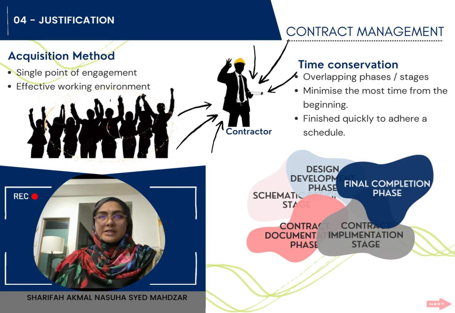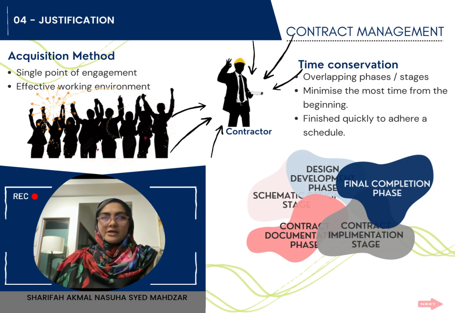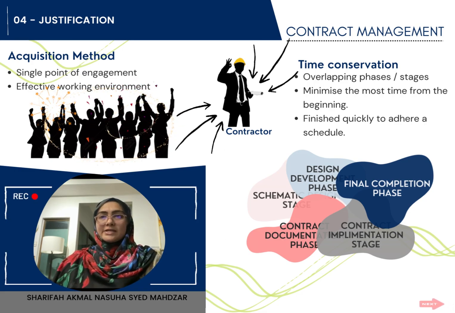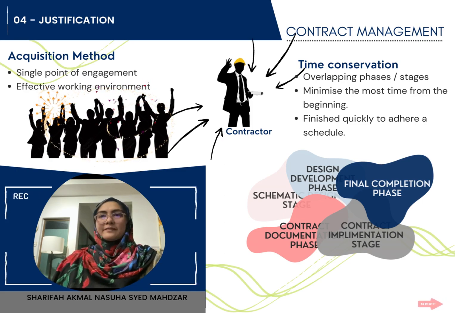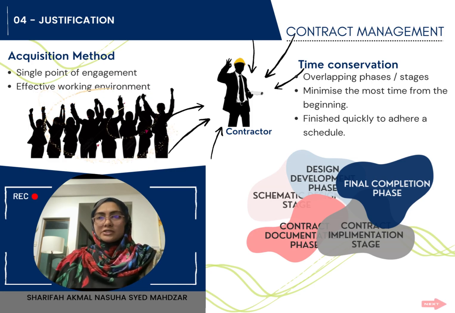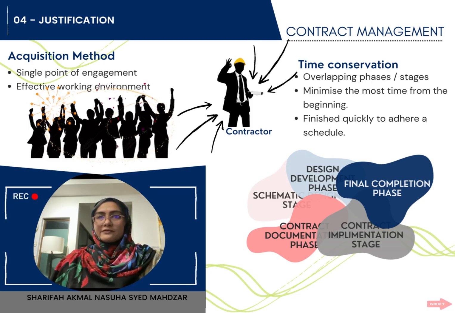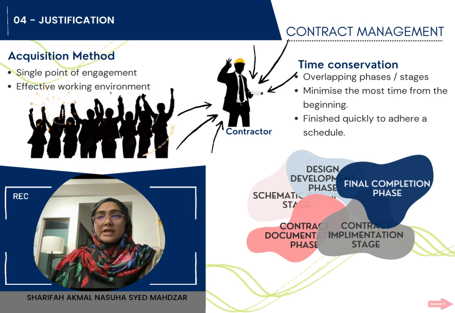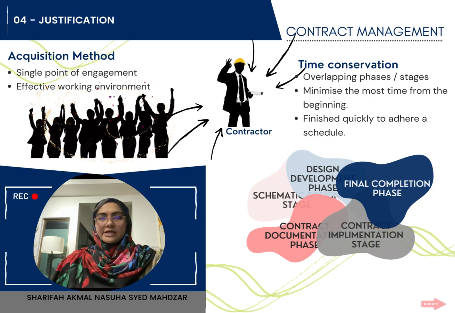The second one is time conservation. When an early start is required in some projects, design and build procurement is the best method that can be used, since design and construction sometimes can be merged. The duration from project inception to final completion is shortened because some contract phases overlap. When time is crucial, project duration will establish the client's perception of the building process.